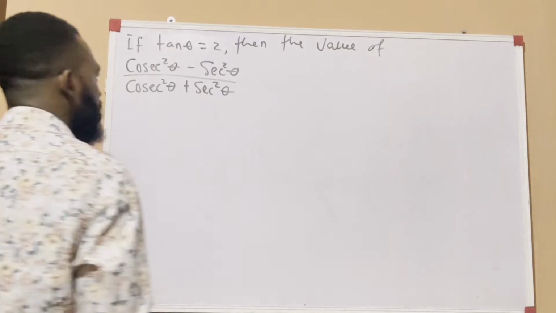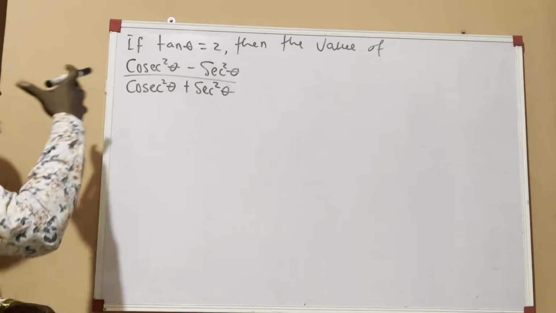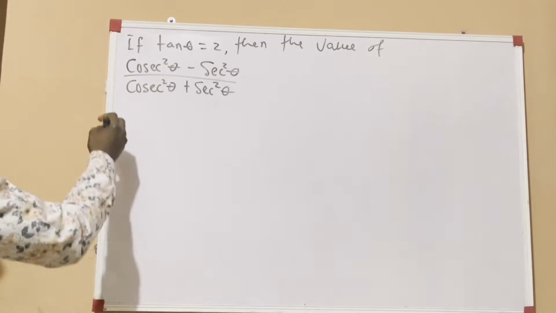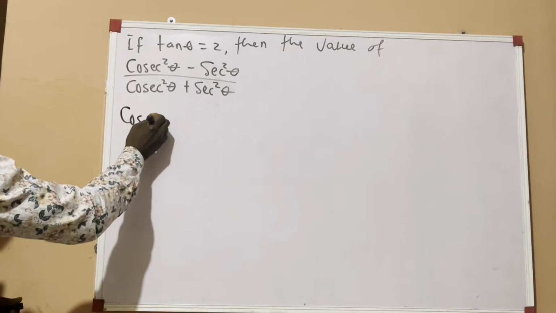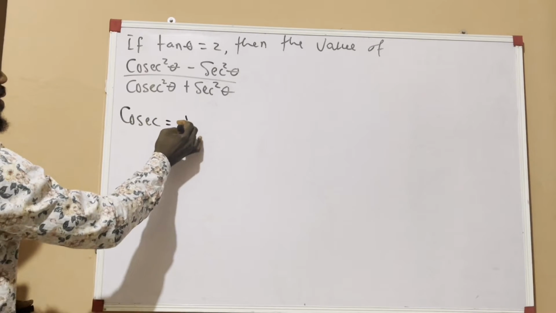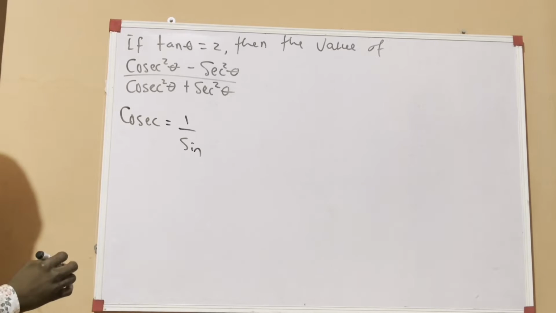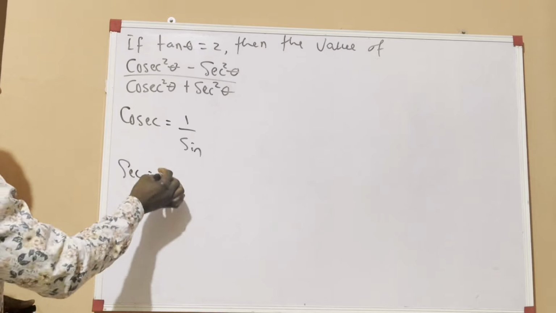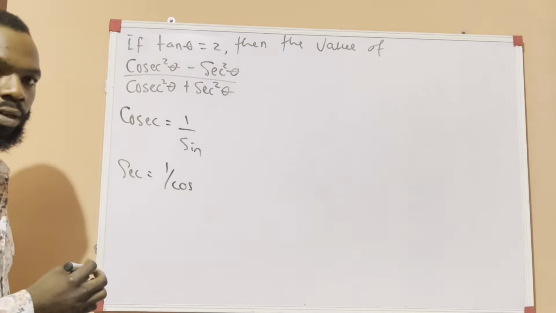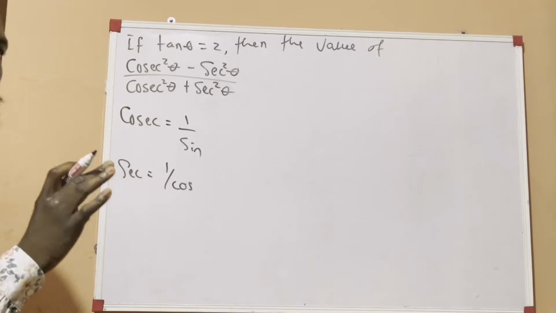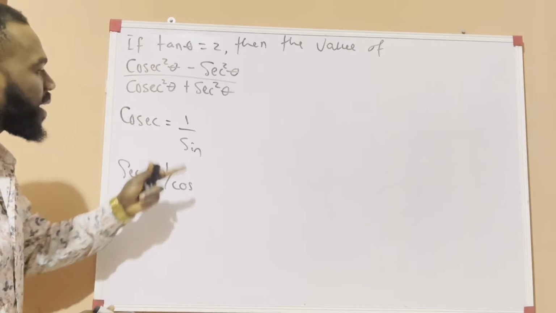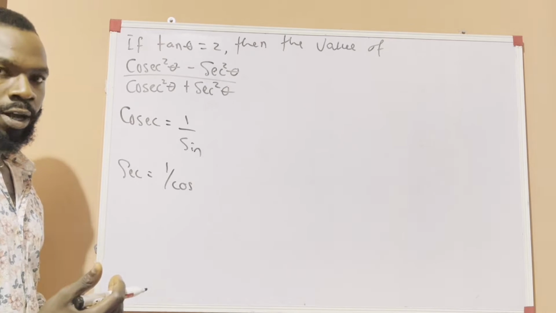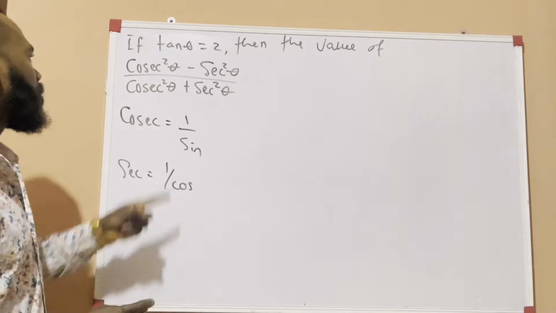Now, let us see. First of all, let me explain what each of these trig ratios stand for. When you say cosec, cosec simply means the inverse of sine. And when you say sec, sec simply means the inverse of cos. This is what you should put into consideration. Cosec is the inverse of sine, and sec is the inverse of cos. Okay, so now let us see how we can make use of this to solve this problem.